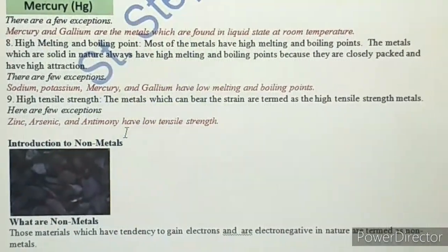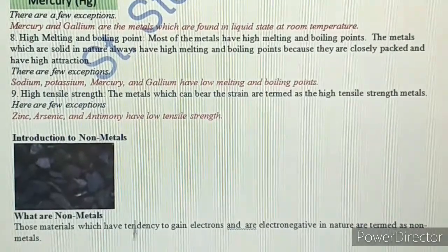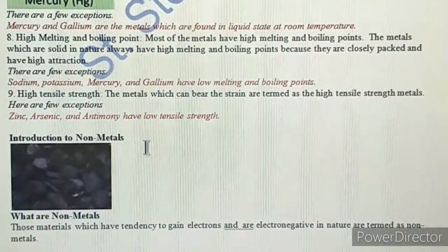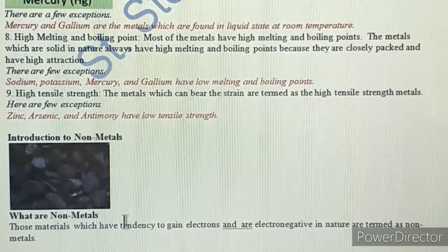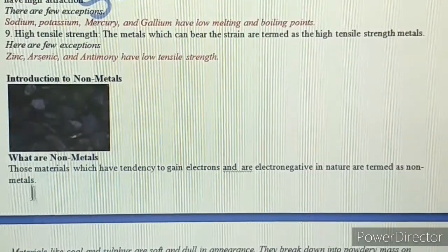So understood, children? There are 9 points I have written. Even you can say that the metals have high density because they are heavier. So metals are having a higher density also. One more point you can add into that.